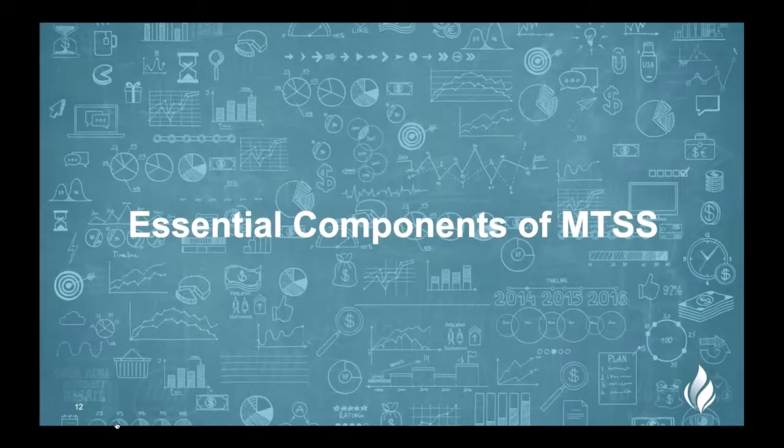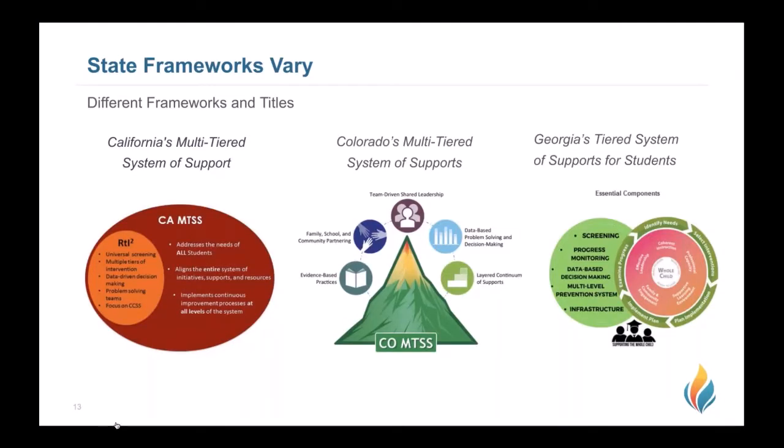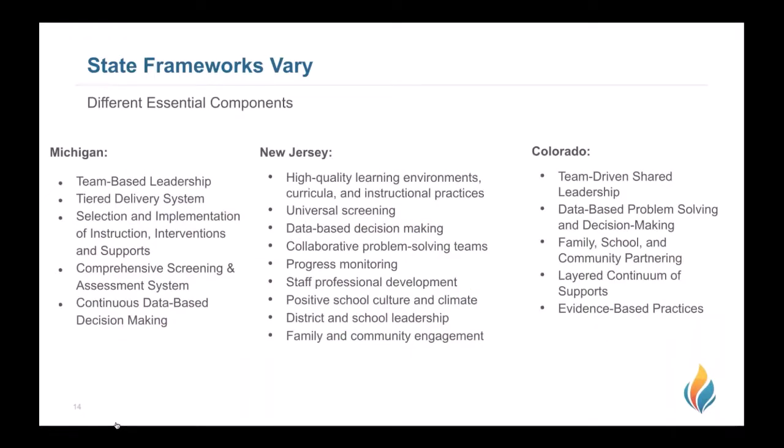So the essential components that we see within MTSS are definitely widespread and different across the nation. This is just a few examples of some specific state frameworks that exist in the nation. And you'll see here that everyone has defined it a little bit differently. Sometimes it's called a multi-tiered system of supports. You'll see system of support. You'll see systems of support. So the language that we're using in school districts and in states is certainly widespread, but there are definitely some key components that we're starting to see pop up.